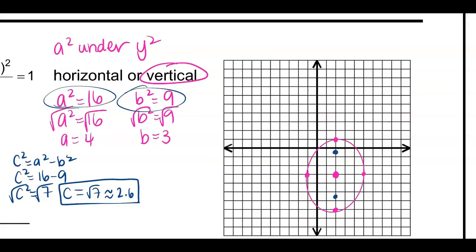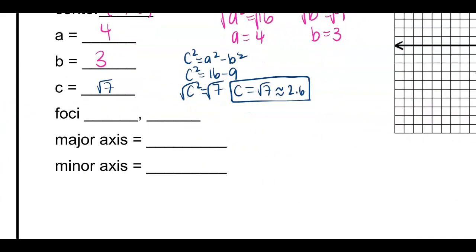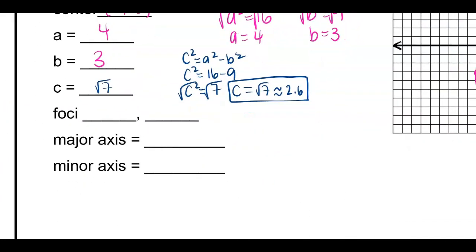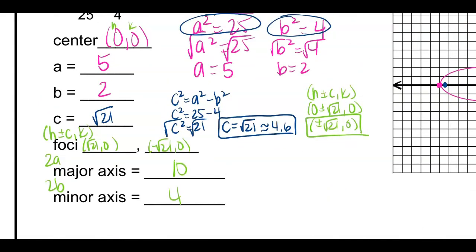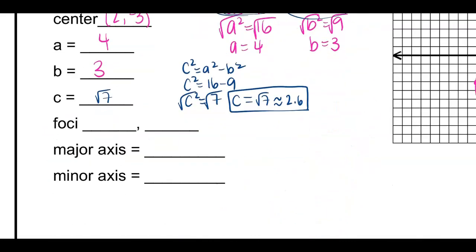Let's use the formula. So using the formula for foci, I'm going to write it now for its vertical graph. Let's try that again. The first formula I had up here is for your horizontal graph. So this little formula was for the horizontal one. This one I'm going to rewrite down here in green is for the vertical. H, comma, K plus or minus C.